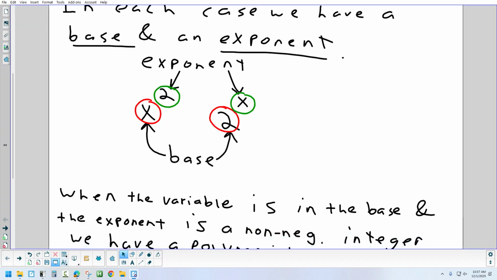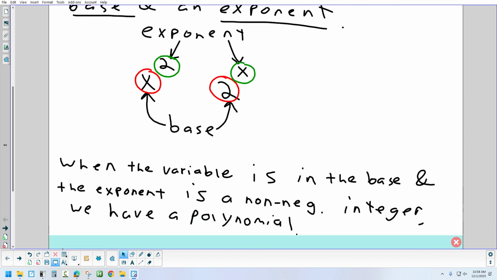So when the variable is in the base, and the exponent is a non-negative integer, like the first one, those are the kinds of graphs we studied a lot in chapters 2 and 3. Okay, chapter 2, I think, was all about quadratics. Chapter 3 was about polynomials in general. Okay, so that is a polynomial.